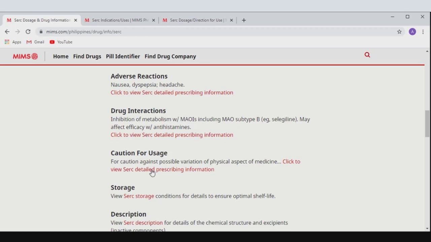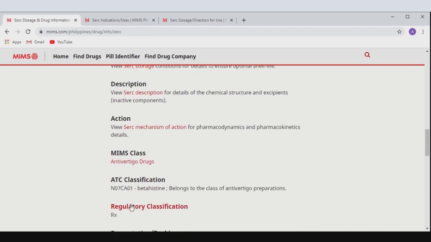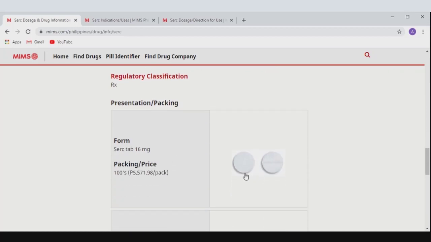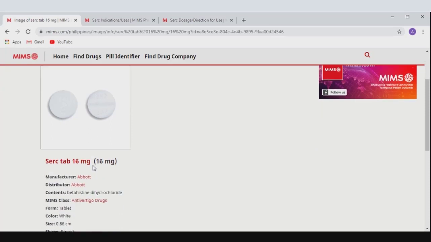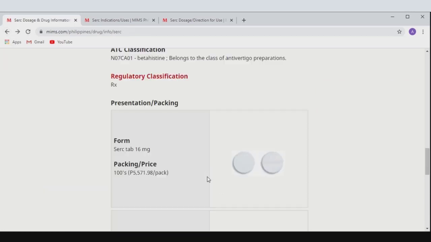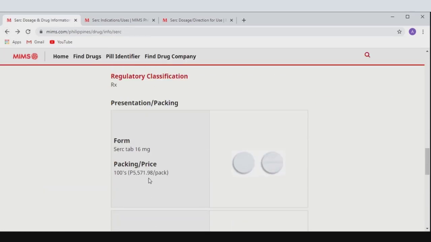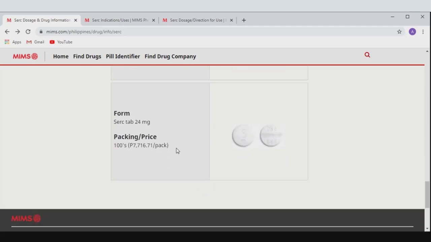So, we have the description, the action, the MIMS classification, and then we have there the picture, the formulation, the strength, we have 16 milligrams, and then the markings, okay, and also the size of the tablet, and also the price. Okay, the price. It is in dollars, the SRP. They update it from time to time.